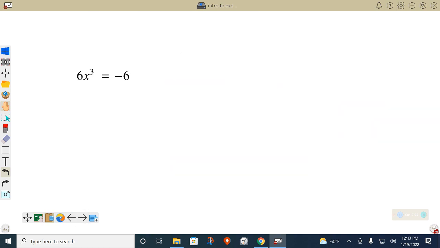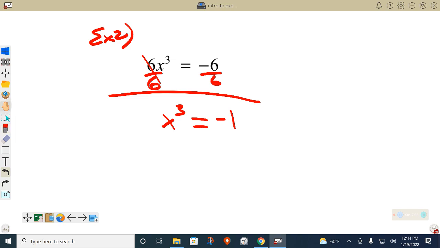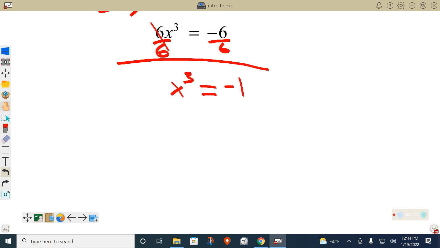Let's try example 2. I'll write this down. Six x to the 3rd power equals negative 6. What do I do first to get x by itself? So I'm thinking junior high school. Divide by 6. Gracias. Get that out of here. X to the 3rd power is negative 1. Rocking and rolling. X is not by itself. I got to get rid of that exponent of a 3.